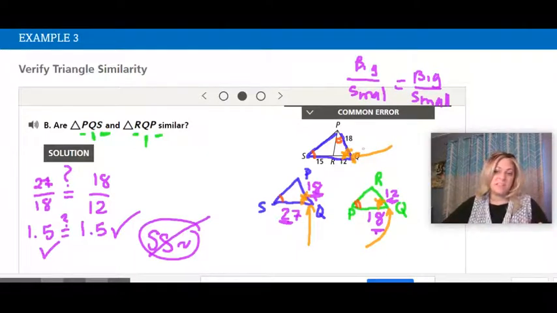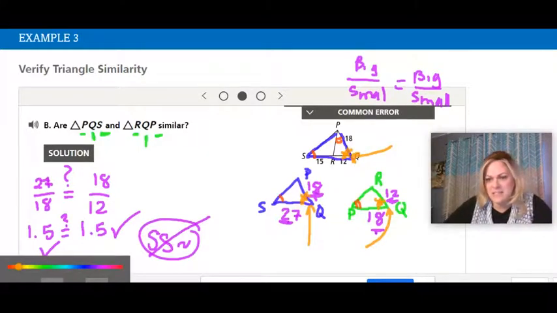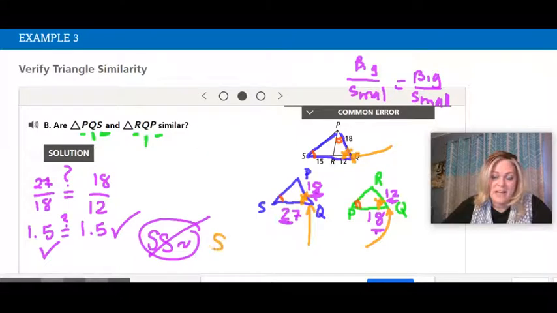So by the reflexive property, those angles are the same, which means instead of this side-side similarity, which isn't even a rule, I actually have side-angle-side similarity. And that is one of the rules that prove these triangles are similar.